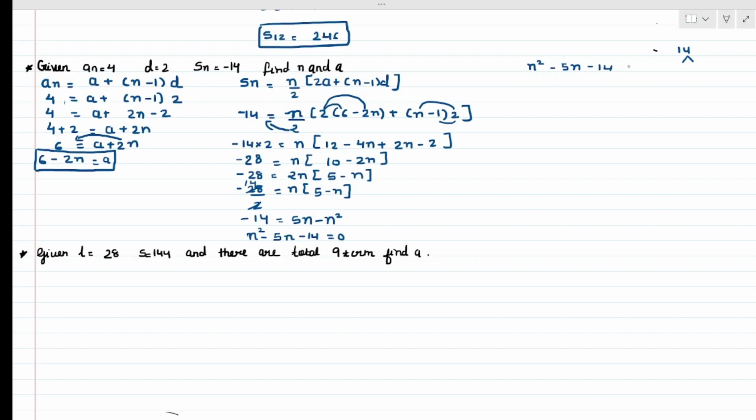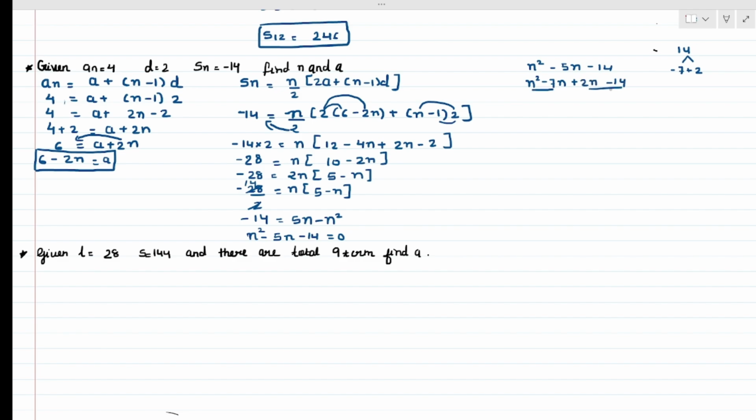Okay. So 7 twos are 14, and 7 minus 2 also gives me 5. What will be the sign? Middle term sign goes for the larger number and the second sign is decided by us. If I substitute plus over here, then only my sums will be subtracted. So n square minus 7n plus 2n minus 14.